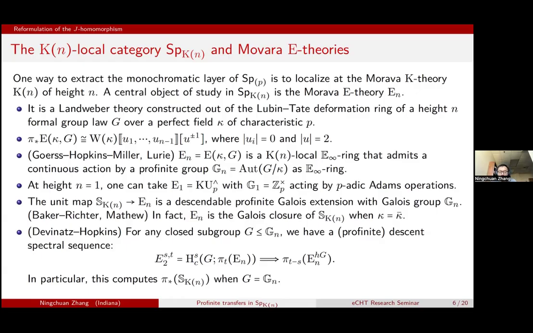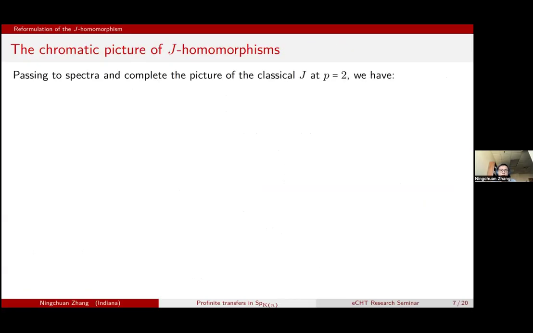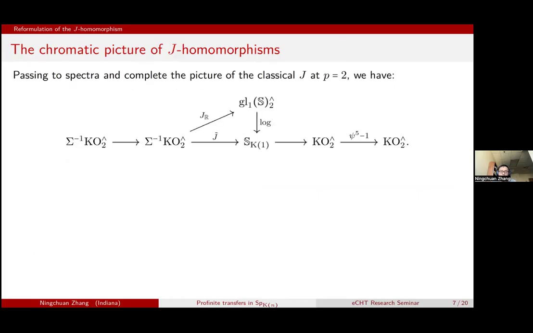Okay. With this picture in mind, let's reformulate the picture of the J homomorphism in the stable setting. So passing the diagram we have is a map of infinite loop spaces. And so we can just pass to spectra, and also let's complete the picture of the classical J at prime 2. It's slightly different from the one I showed you since I'm doing it at prime 2. So now completing at prime 2, we get the following picture where the bottom map here is a fiber sequence that we use to compute the K(1)-local sphere.